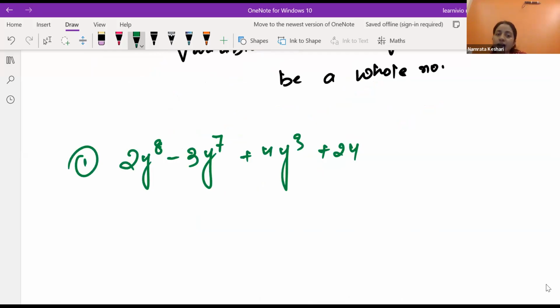Next condition says that if the first criteria got fulfilled, then please check minutely the exponent of the variables. We can see this is a variable, this is a variable, this is a variable. Just focus on the exponent of each and every variable, this exponent and this exponent. Check one by one: is it a whole number?